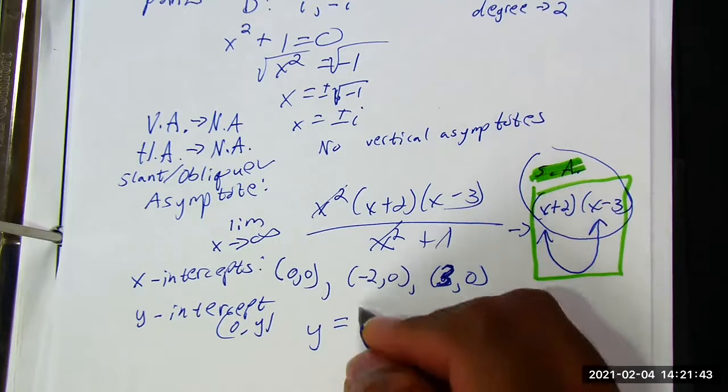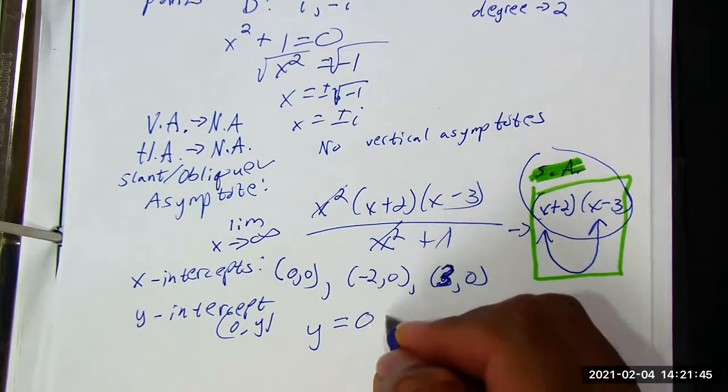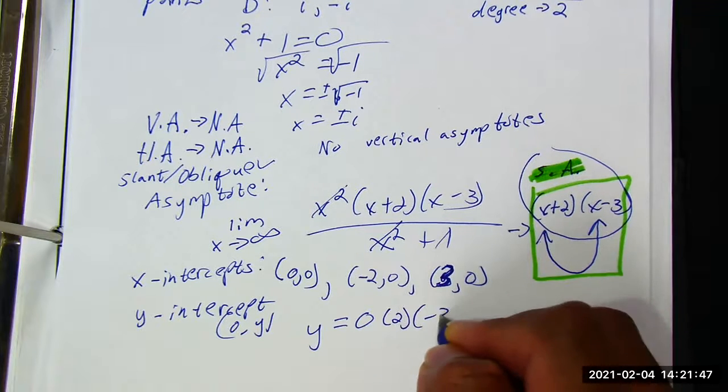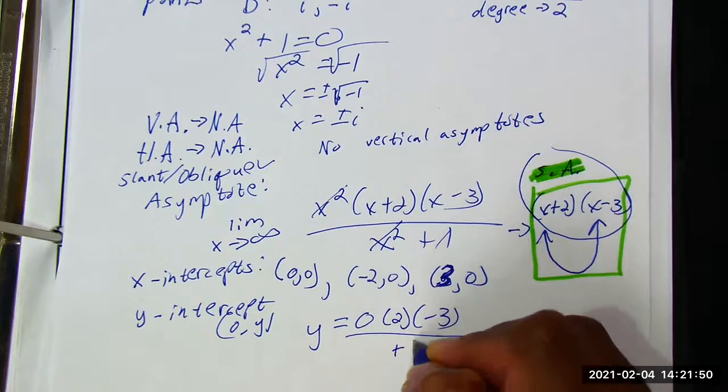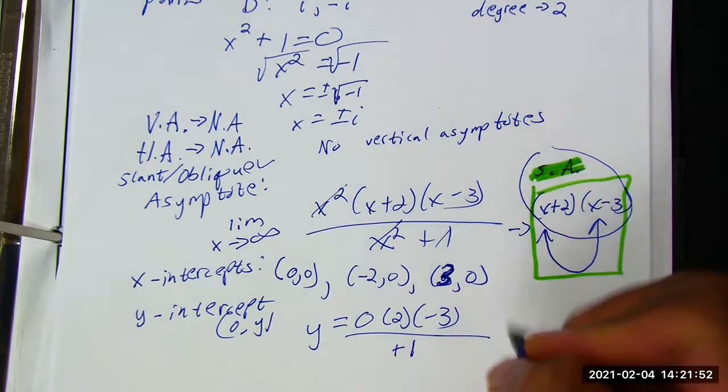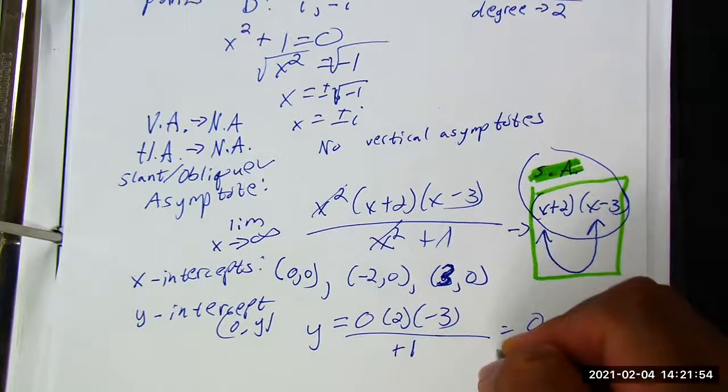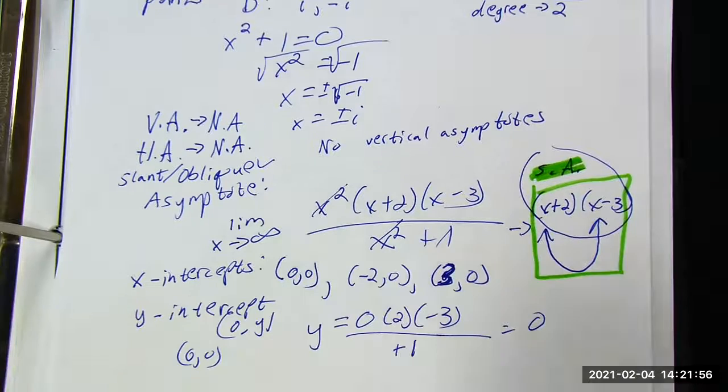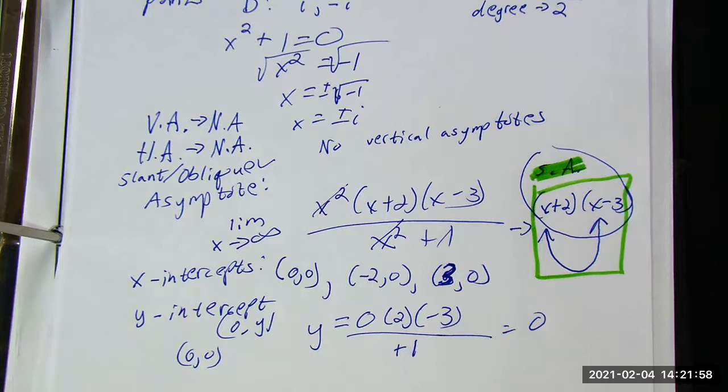Y equals 0 squared times 2 times -3. And we know what's going on here. 0 times anything cancels out. So of course, my y-intercept is 0, 0. We have all the pieces to our puzzle.